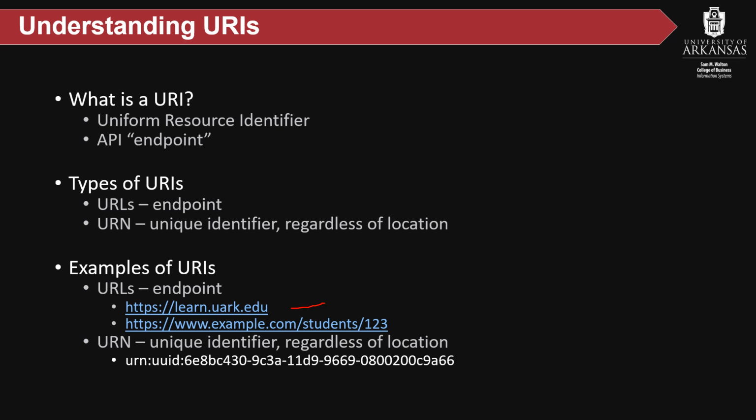The URI for fetching a user's profile in a REST API might look like this here. We can see right here example.com/students/123. This gives us the student with the ID 123. In a SOAP API, the URL might be embedded in the XML request you send to the server. Key takeaway here, URIs are essential for directing your API request to the right place.